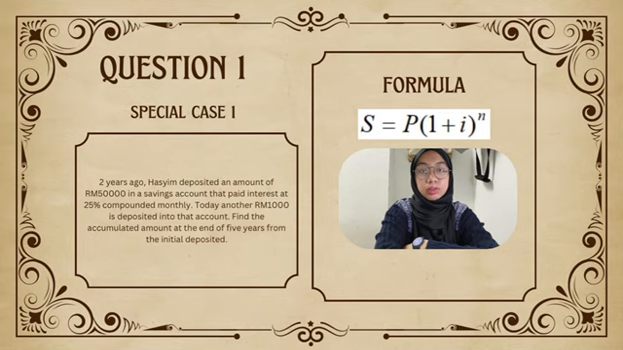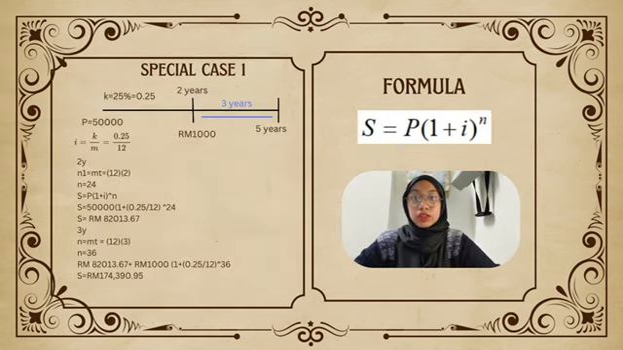Alright, so moving on to the special case question. The question says that 2 years ago, Hashim deposited an amount of 50,000 ringgit into a savings account that paid an interest of 25% compounded monthly. Today, another 1,000 ringgit is deposited into that account. Find the accumulated amount at the end of 5 years from the initial deposit. Alright, so to solve this question, create a timeline to differentiate between the first 2 years and the remaining 3 years. Solve the first 2 years and find the maturity value.